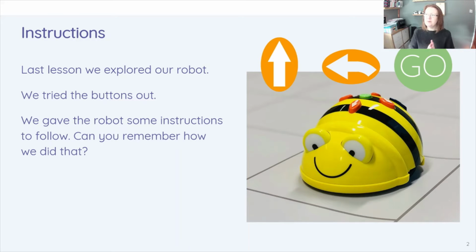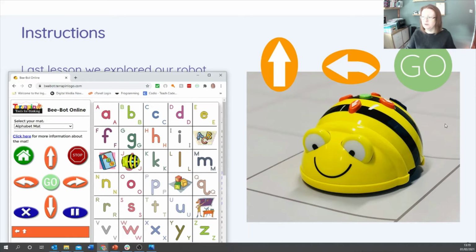So can you remember last lesson we started looking at that robot and we tried some of those buttons out, very similar to those images there that you can see with the arrows and the go button. And we tried those out on that website, or you could try it out moving your own little robot around on the mat. And you had a website like this that we looked at, where we could put it back to the start, and we could use arrows to actually get our robot to move from one place to another.